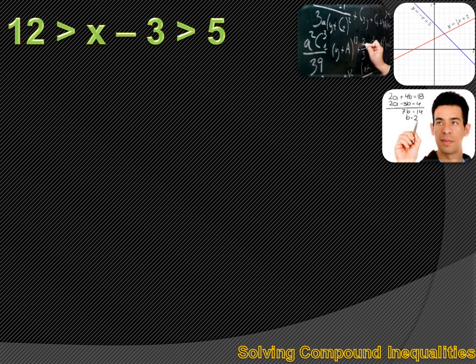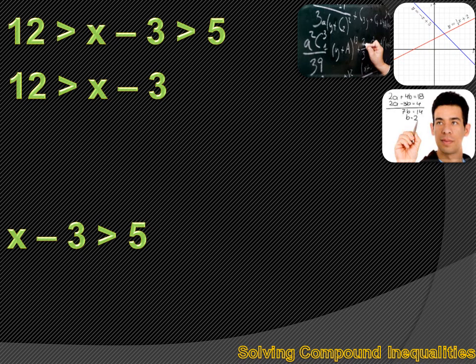Well, first, let's remember that this is a compound inequality. I've combined two separate inequalities. My first inequality is 12 is greater than x minus 3. My second inequality is x minus 3 is greater than 5. So I've got two inequalities, and I could solve them each separately and then recombine them.